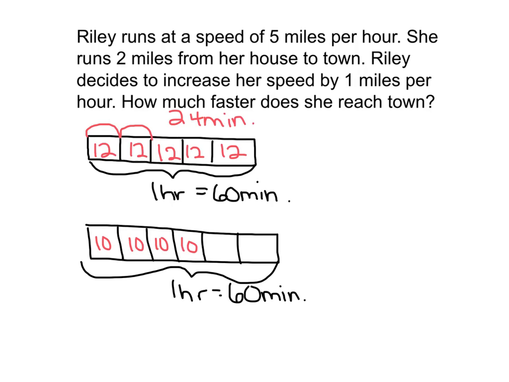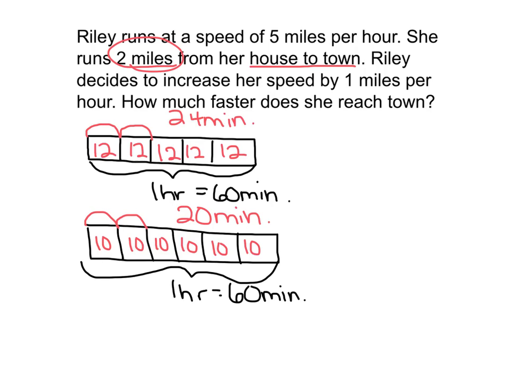So now Riley's running at a pace of a 10-minute mile. So each mile is going to take her 10 minutes. Now her distance from house to school is not going to change. It's still going to stay 2 miles. So she's still running 2 miles from her home to town. So 1 mile, 2 miles. So this time it's going to take her 20 minutes.